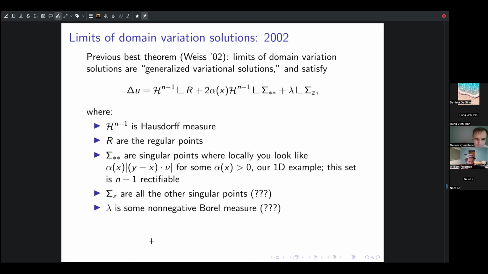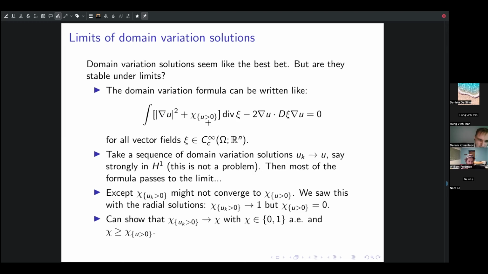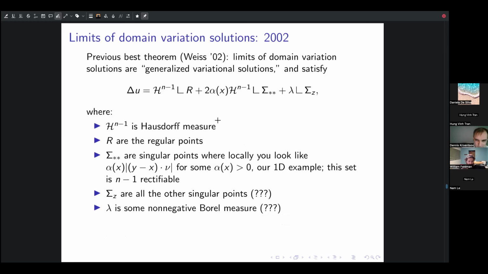So the previous theorem that was available for this, due to Georg from about 20 years ago, is that the limits of domain variation solutions are some kind of generalized domain variation solutions. Generalized meaning that this function here is decoupled from the positivity set of u. And they satisfy the following distributional formula.